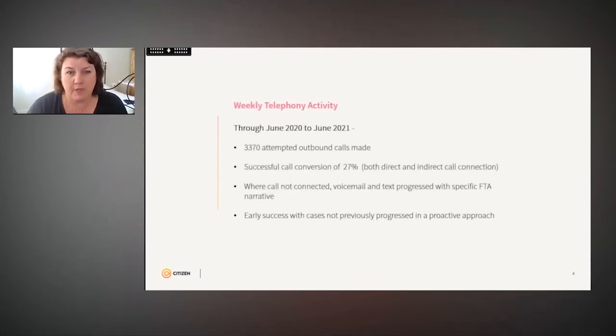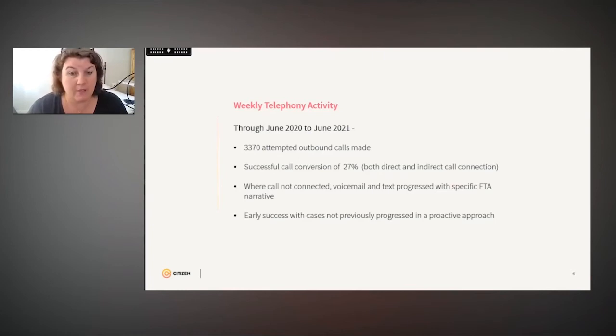So in terms of what that weekly workload looks like, from June 2020 to June 2021, we started to harness Voicescape to help us with that outbound calling. And over that period, there were over 3,000 attempted outbound calls made specifically around former tenant arrears. Now, customers would engage with those calls directly or ring back later. And the overall call conversion of those was 27%. So 27% of those over 3,000 calls were customers who then had a conversation with us about that debt.